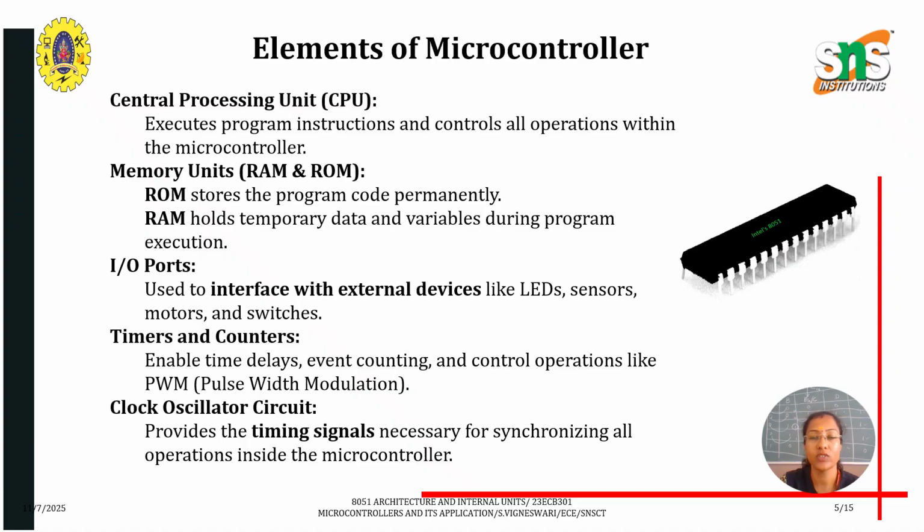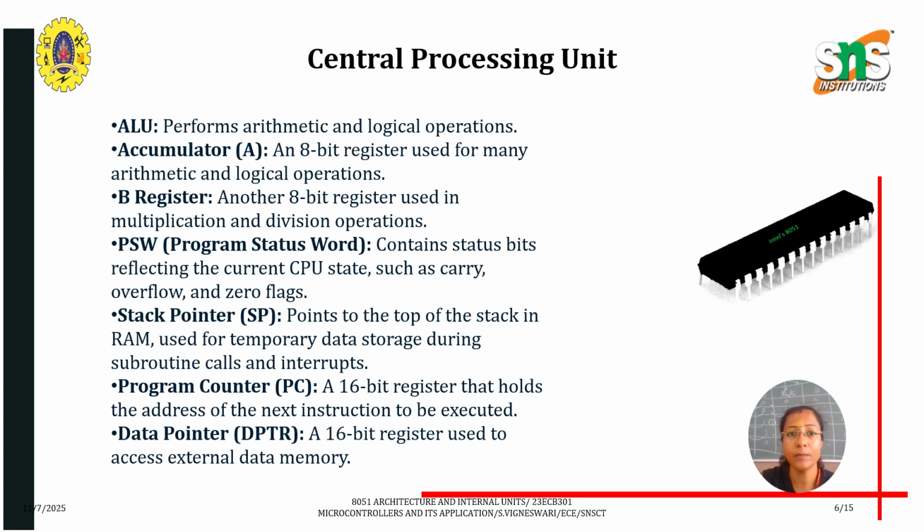Next comes the clock oscillator circuit. As we have seen, the crystal oscillator frequency here is about 12 MHz, and this provides the necessary timing signal for synchronizing the operations that happen inside the microcontroller. The central processing unit also holds a few registers and also the program status word and data pointers.